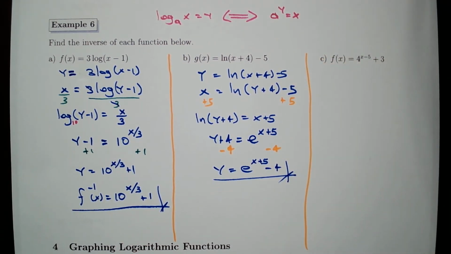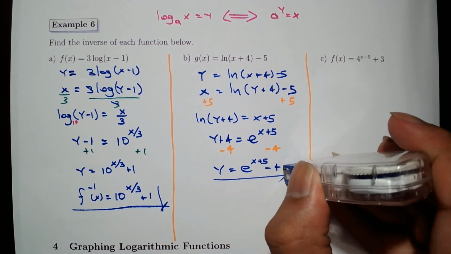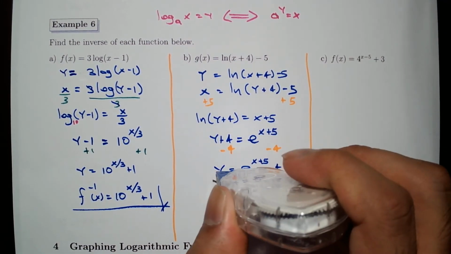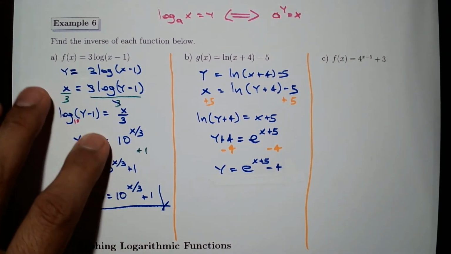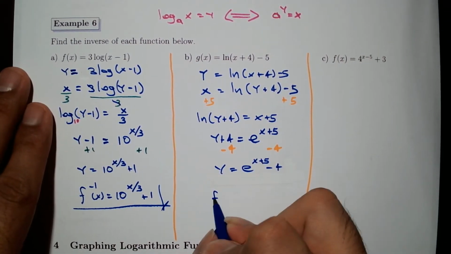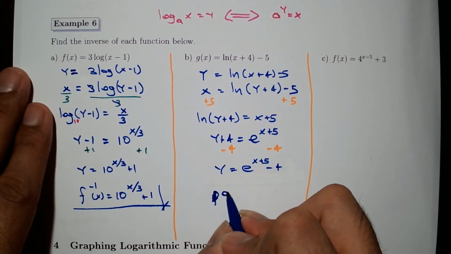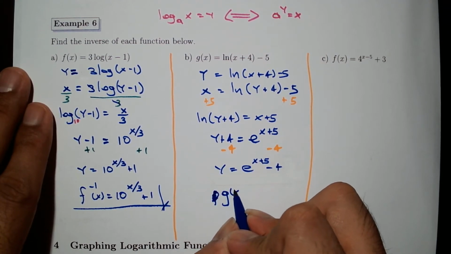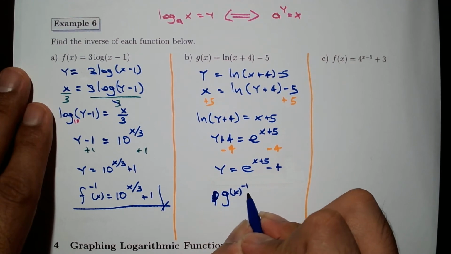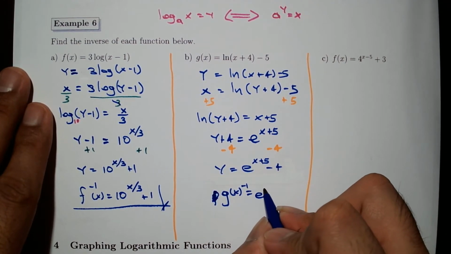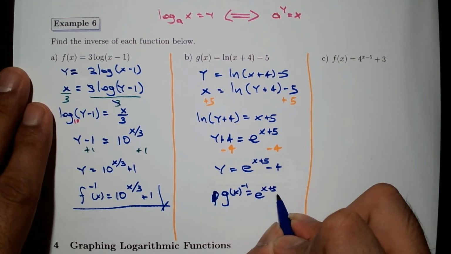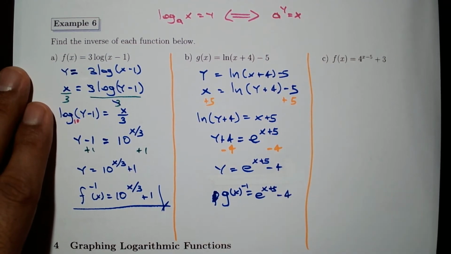And let's do the last example. Oh, wait a minute. This is not the final answer. Careful. The final answer must be in the notation of the inverse function. This is not g, this is g inverse, and this is the same, e to the x plus 5 minus 4.